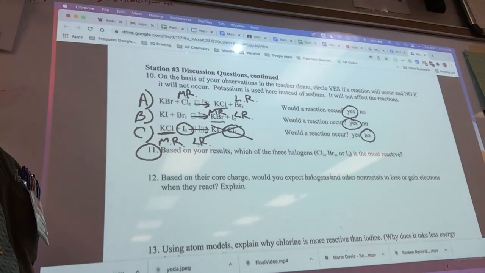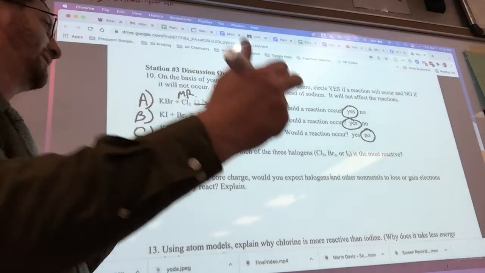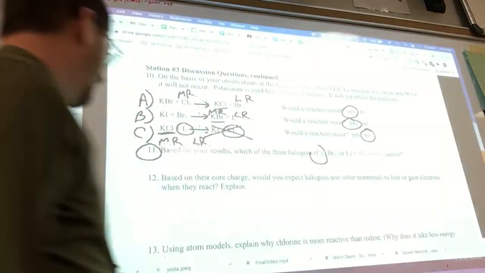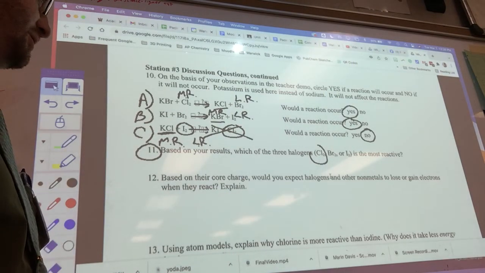Group 2, which one's most reactive? Chlorine. There we go. Based on their core charge, would you expect halogens and other nonmetals to lose or gain electrons when they react?